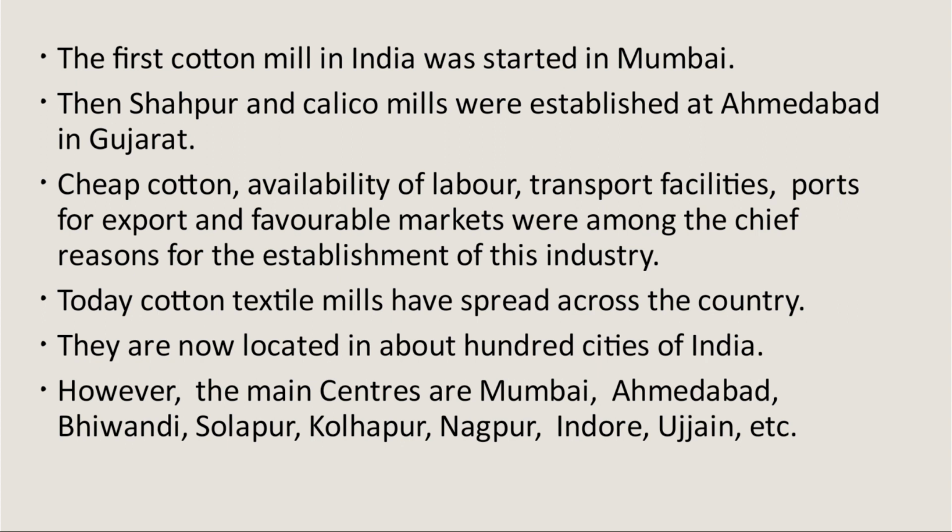The first cotton mill was established in Mumbai. Please underline. After that, different mills were established in different places. For example, Shahpur mills and Calico mills were established in Ahmedabad in Gujarat. Cheap cotton, availability of labor, transport facilities, ports for export and a favorable market were among the chief reasons for the establishment of this industry. You have studied this in 8th standard.